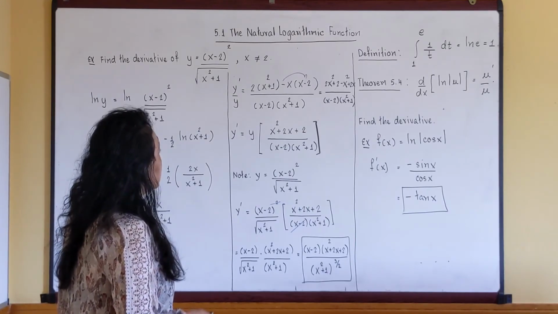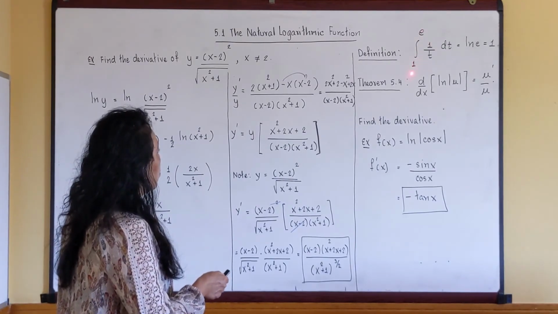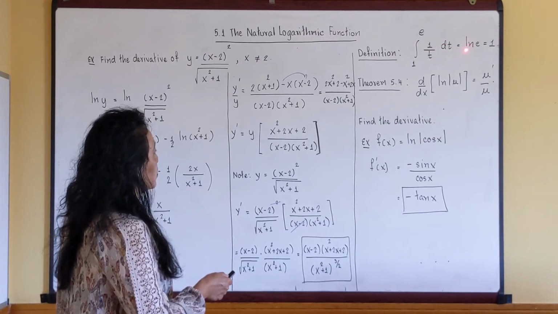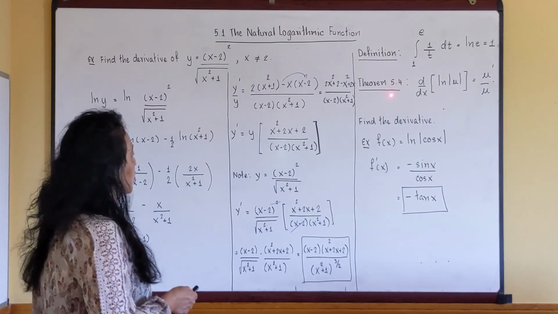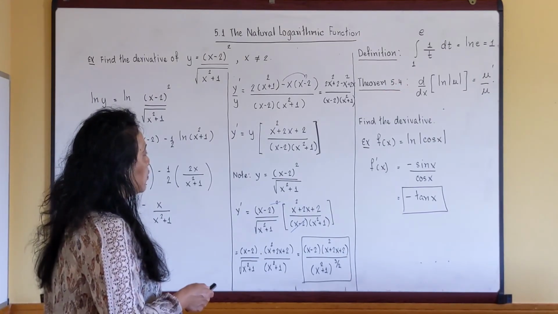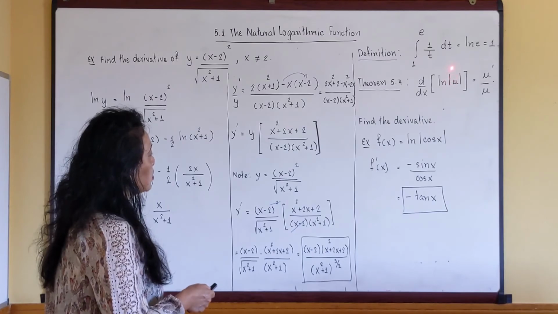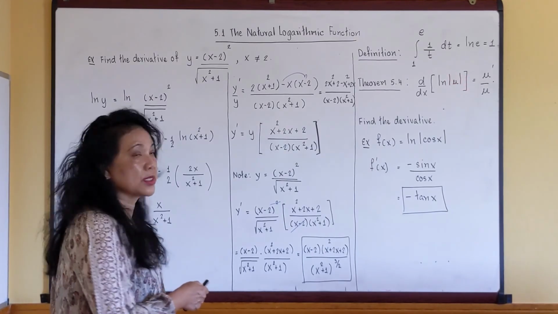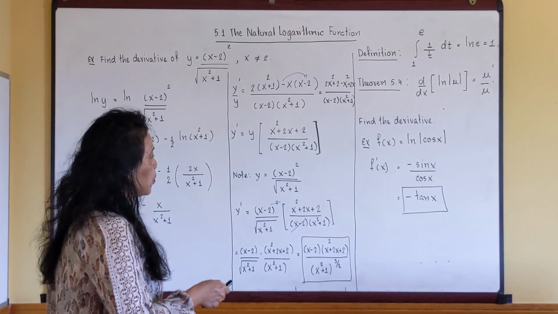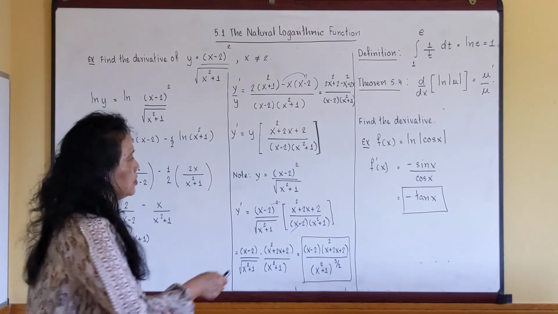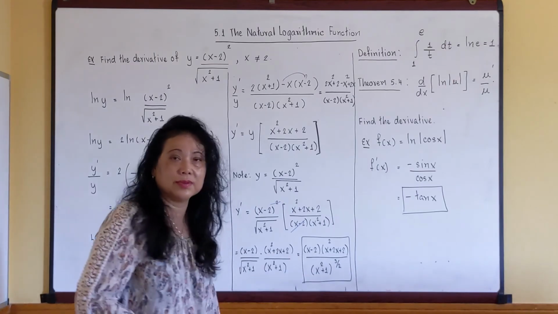Let's look at the next definition. You have the integral from 1 to e of 1 over t dt, which is equal to ln e, which equals 1. Now, Theorem 5.4: if you take the derivative of ln of the absolute value of u, you just get u prime over u, which is pretty much the same as just ln u.